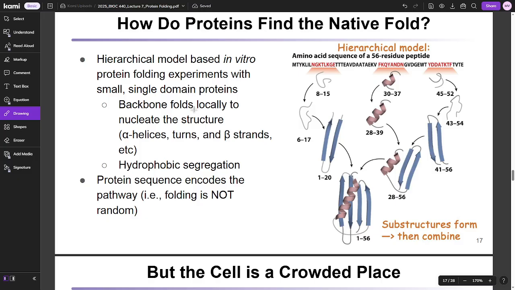I don't think this is too important. You should know alpha helices and beta turns, hydrophobic segregation. Hydrophobic things will be clumped together, and hydrophilic things will be clumped together, right?